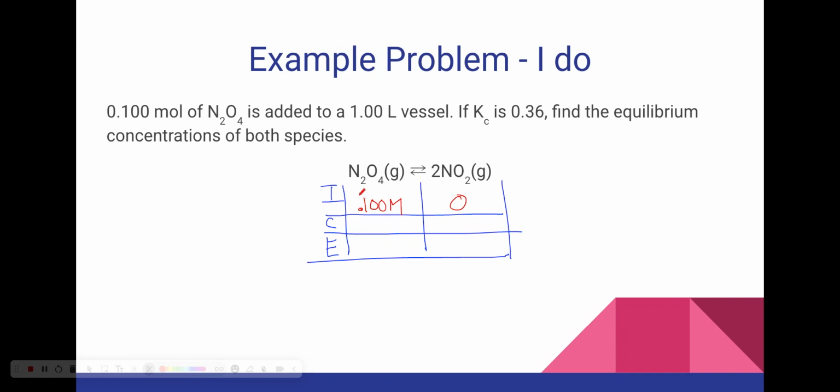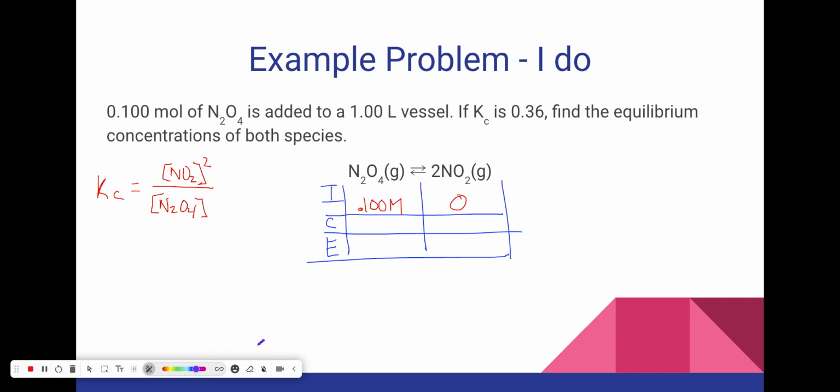Now, I did jump the gun ever so slightly here. I forgot to write my equilibrium expression. So Kc is going to be the products, so the concentration of NO2 raised to its stoichiometric coefficient, in this case to the second power, divided by the concentration of our reactants. In this case, it's N2O4, raised to no power there. And then, guys, we've got to fill out the icebox, right?